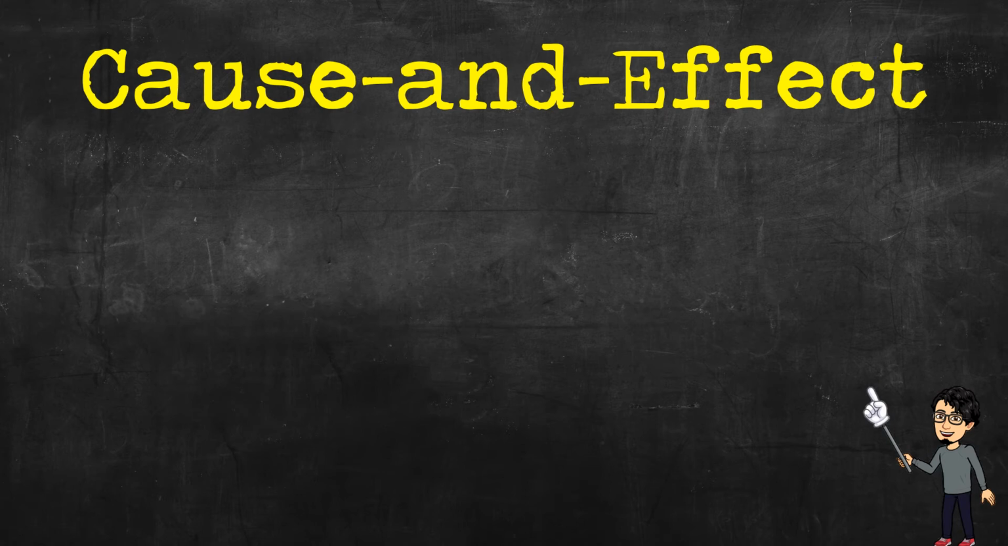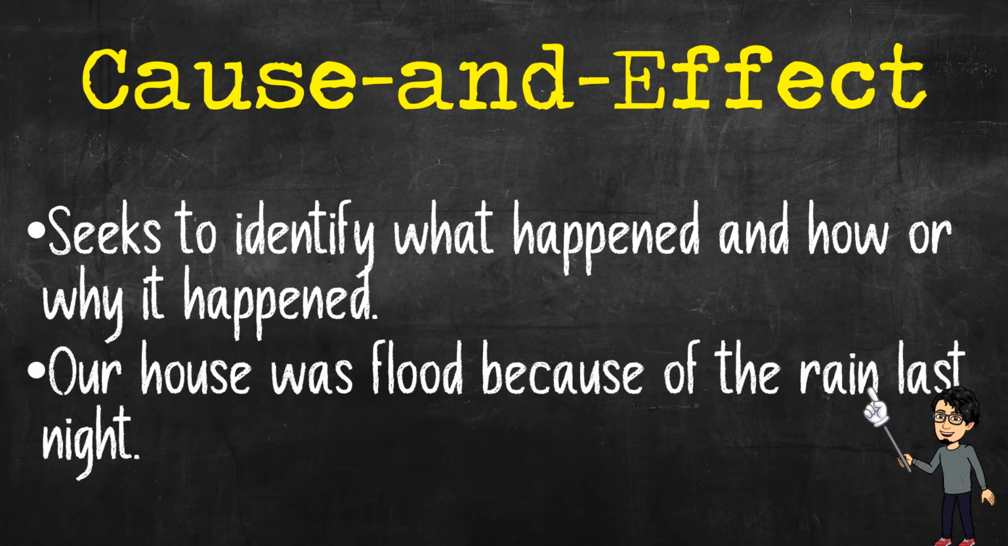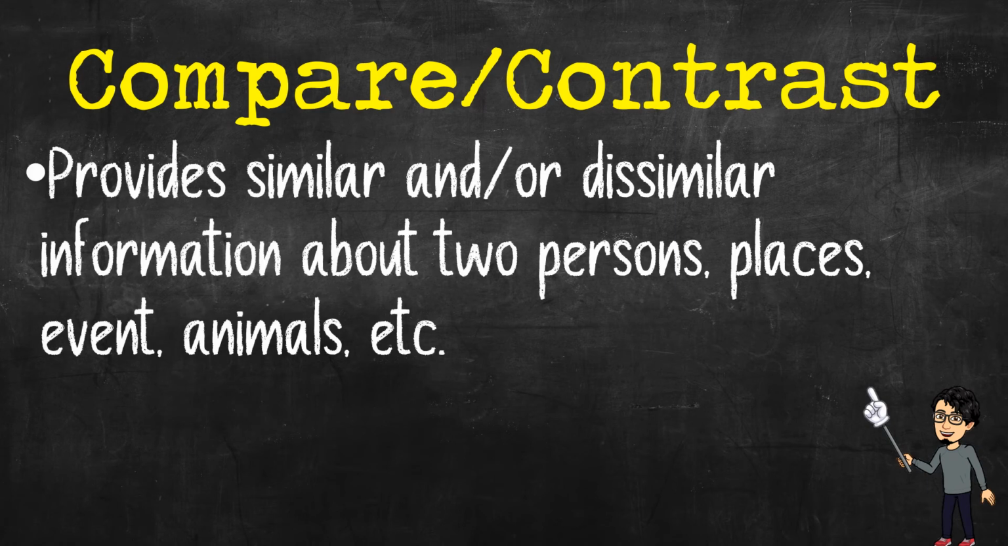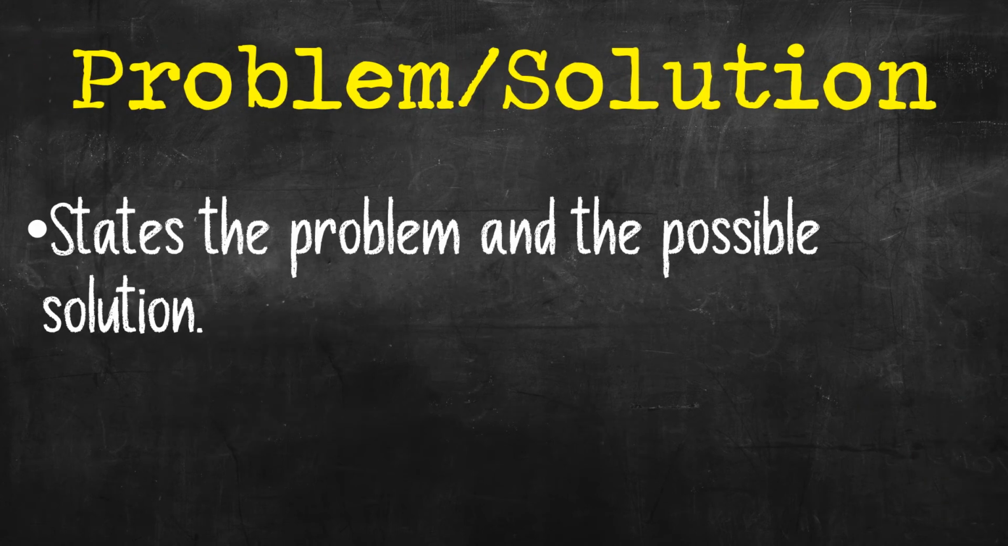Third one, cause and effect. It seeks to identify what happened and how or why it happened. Our house was flooded because of the rain last night. Compare or contrast. It provides similar or dissimilar information about two persons, places, events, animals, and etc. John is taller than Marcos. The last one is problem and solution. It states the problem and the possible solution.